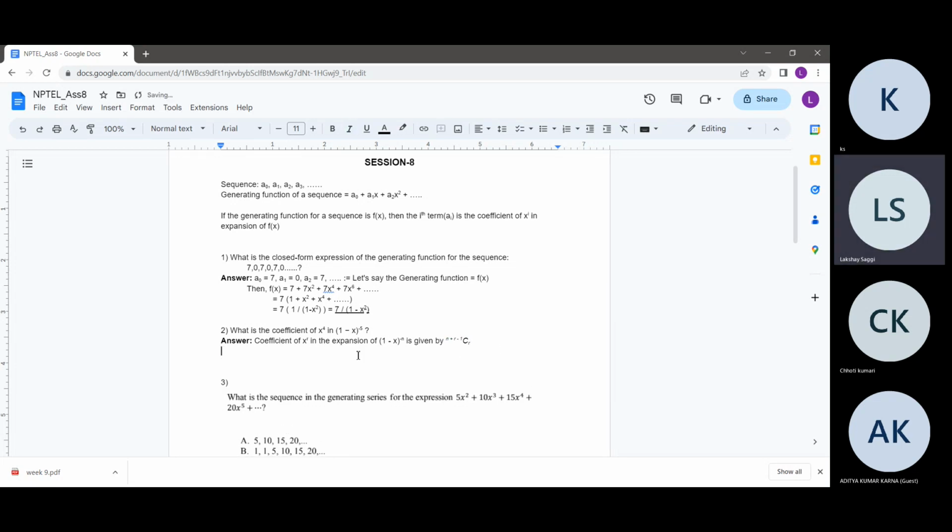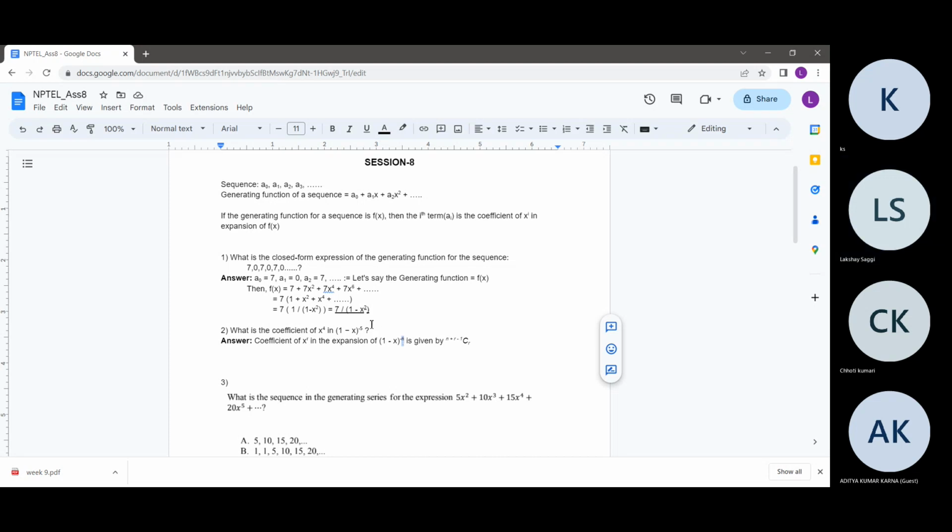Note that this is the coefficient of x to the power r in the expansion of (1 − x) raised to the power minus n, not n. Here n is a positive number. If we had to find the expansion of (1 − x) raised to the power n, with n positive, then it would just be (−1) raised to the power r times nCr. But here we have (1 − x) raised to the power minus n.